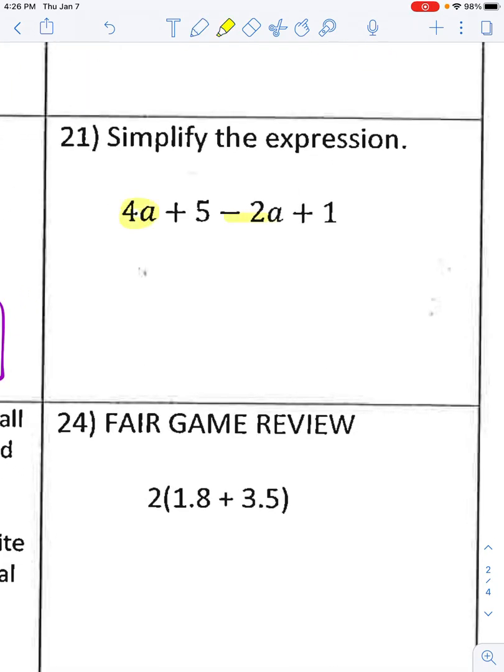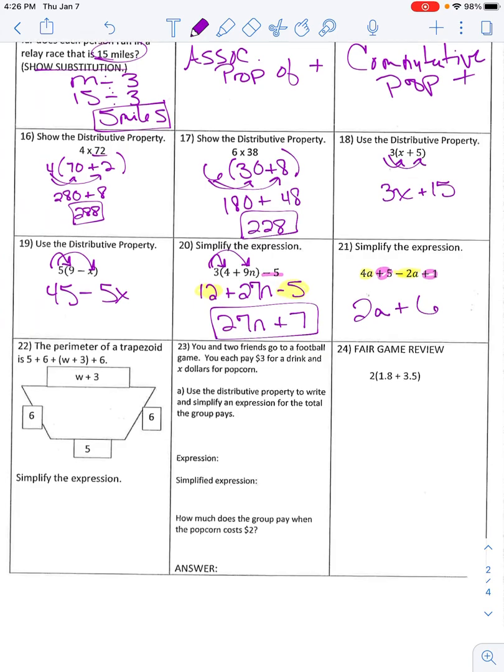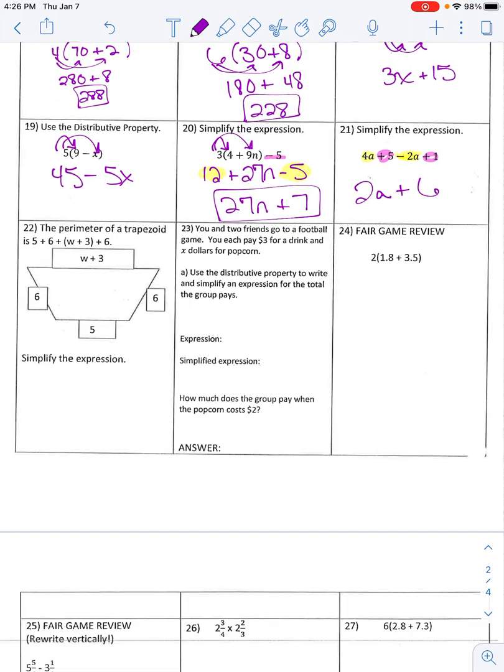21, let's simplify this expression. Again, we're combining like terms. Here's a 4a minus 2a is 2a. And 5 plus 1 is 6. So I have 2a plus 6.